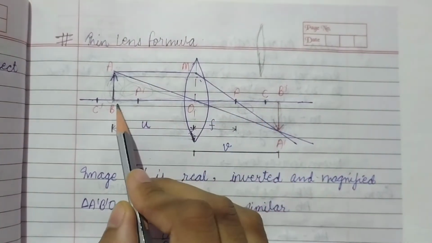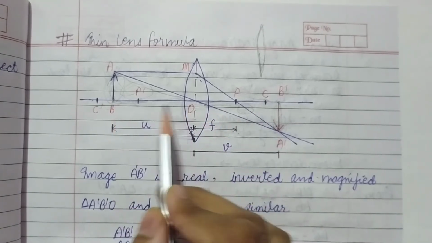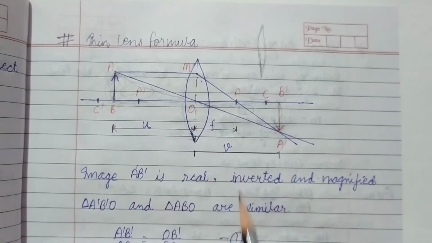Okay, the ratio of their sides are equal, so OB' upon OB will be equal to A'B' upon AB. Okay, this is what is written here.